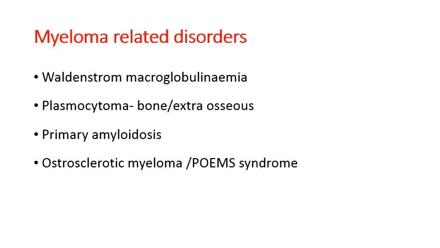Just for the sake of completeness, I will mention the myeloma related diseases. You might come across these words in time to come. One is called Waldenström's macroglobulinemia. The other one is plasmacytoma, which is a myeloma related disease. Then primary amyloidosis, where the patient has excess AL light chains that can cause amyloidosis, and what is called POEMS syndrome.